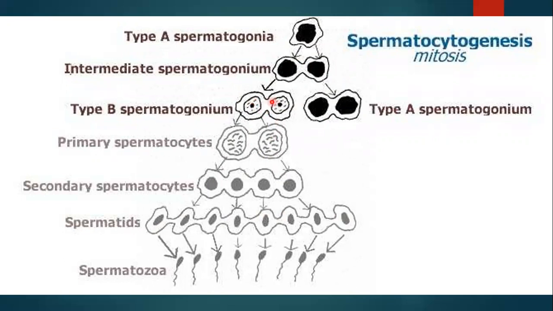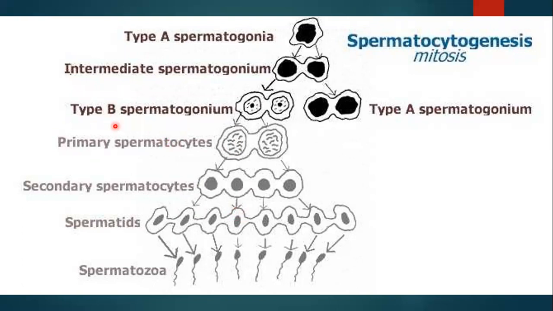So type B spermatogonia will be converted into primary spermatocytes through mitotic division, right? Until now, only mitotic division has occurred. Then in primary spermatocytes, meiosis 1 occurs, right? One cell leads to the formation of two cells. From one single parent cell, two cells are formed, and then from these two cells, further two cells are formed, right? So one parent cell leads to the formation of four daughter cells, right?